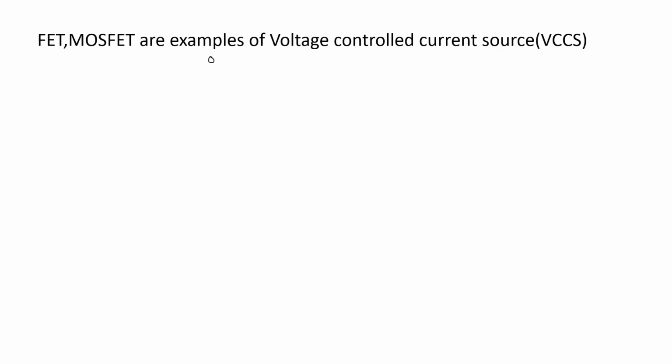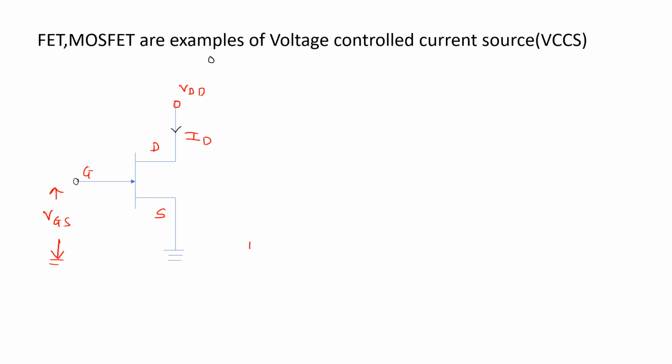FET and MOSFET are the examples of voltage controlled current source. Let us see how. This is the symbol of FET. We know in FET, this is the gate terminal, this is the source terminal, and this is the drain. Here we apply the supply VDD, and here we apply the controlling voltage VGS. Now, the working principle of FET is the drain current ID depends on the input voltage VGS.